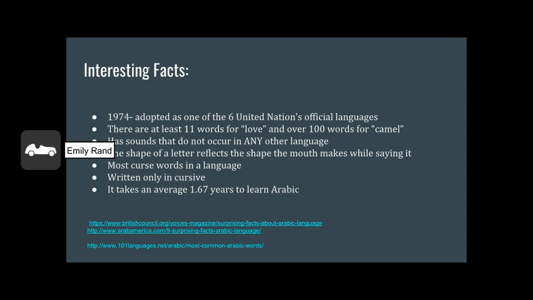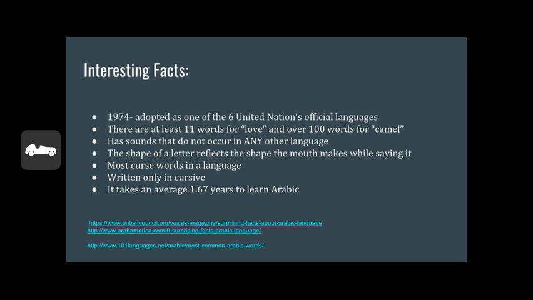So when we're considering interesting facts, I was going to do a Dave Letterman's top 10, but that was kind of overplayed, so we're going to do the Super 7. I learned that in 1974, the UN adopted the Arabic language as one of the 6 United Nations official languages. It joined Chinese, English, French, Russian, and Spanish.